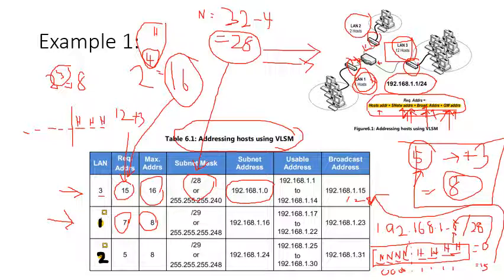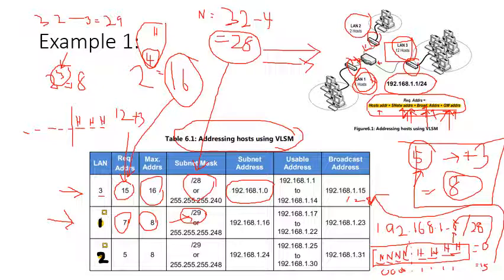The rest is net. So if you want to determine the subnet mask, 32 minus 3 over here, equal to 29. So slash 29, slash 29.